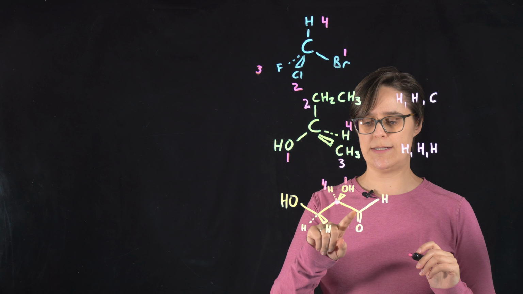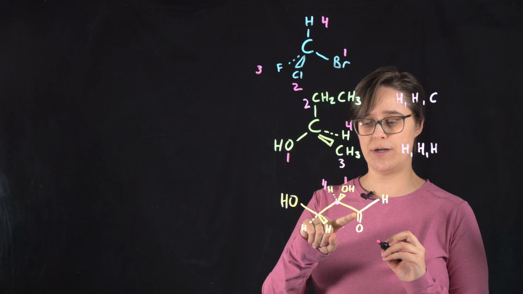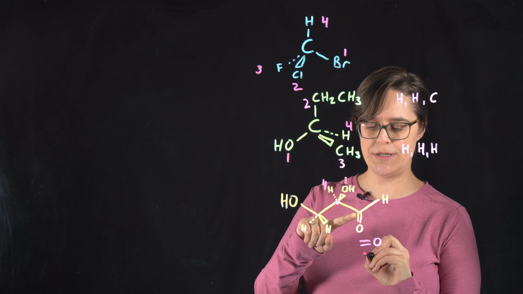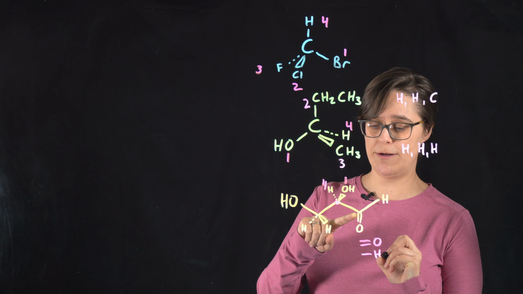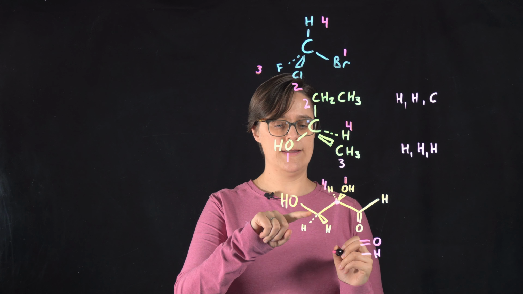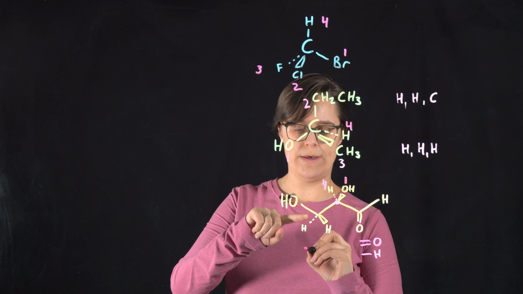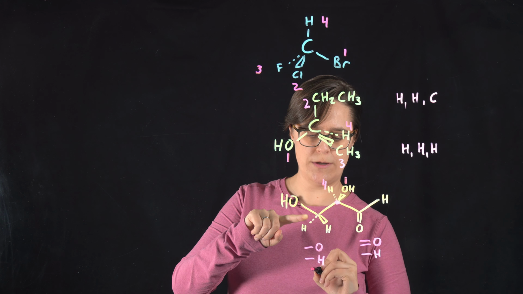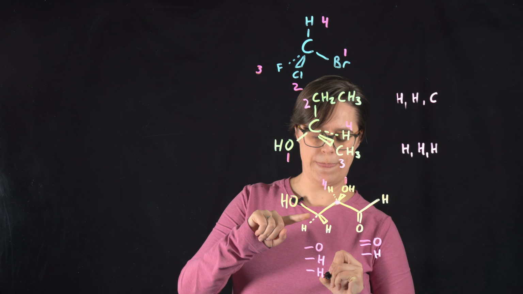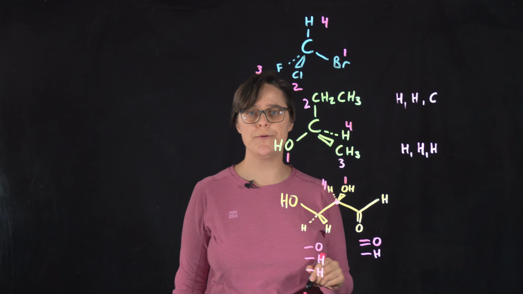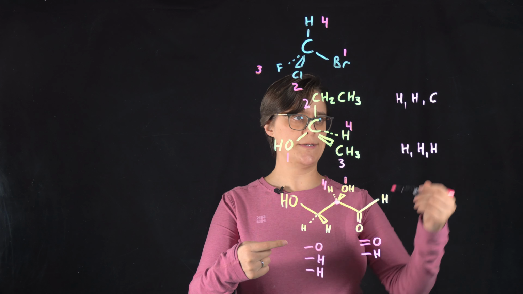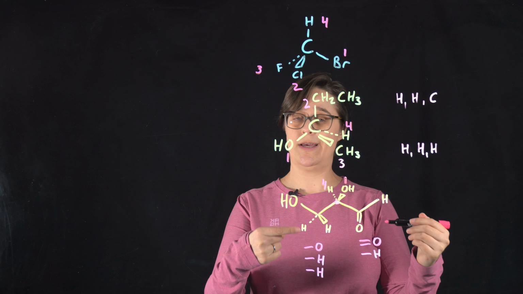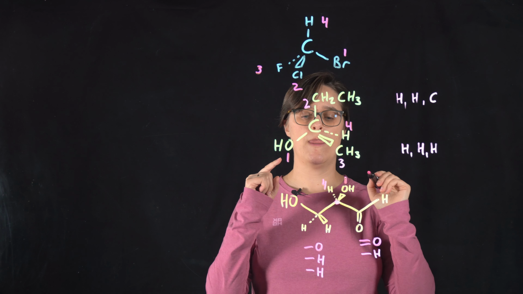So let's list what else is bonded to this carbon. We have a double bond to an oxygen. We have a single bond to a hydrogen. This carbon, we have a single bond to an oxygen, 2 single bonds to hydrogens. Now, that rule number 2 doesn't help us here because our tiebreaker was highest atomic number out of all of these. We need another tiebreaker.